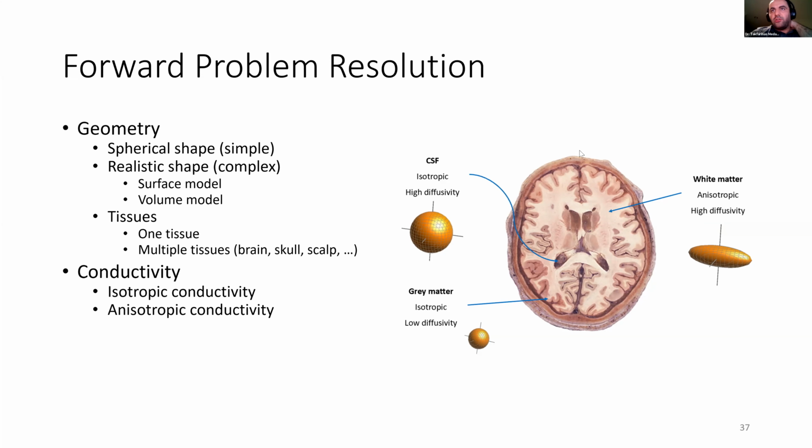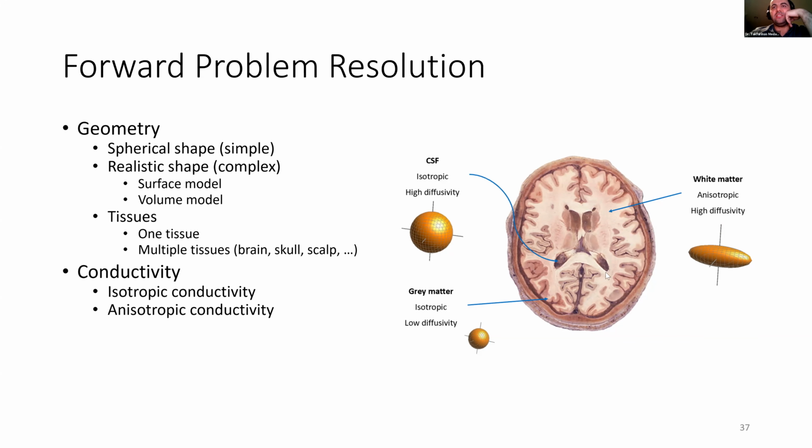So here we have just a coronal view of the brain, and this is a representation of the tensor. In 3D, the tensor is the conductivity of the tissues. So the CSF, the cerebrospinal fluid, sorry, I forgot the term. Yes, exactly. It's mainly water, and the diffusion of the water is mainly isotropic, and it is very high.